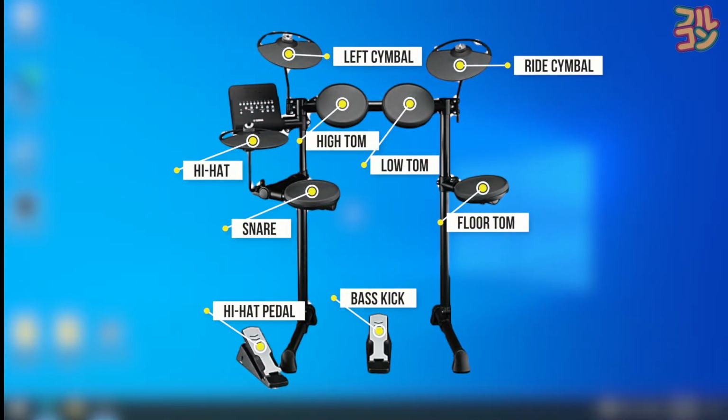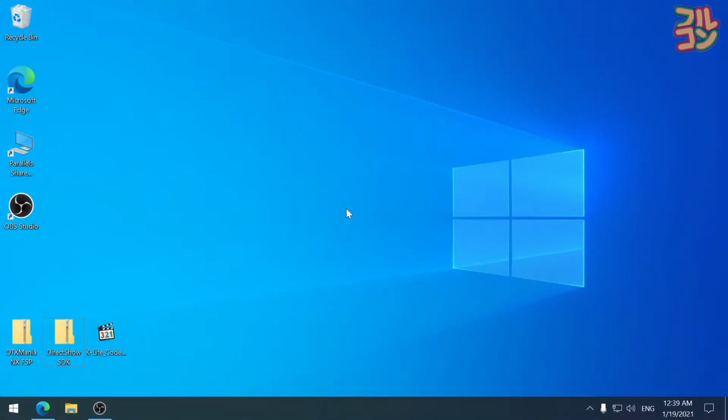Okay, I will assume that you're using a standard eDrum setup which includes a hi-hat, snare, high tom, low tom, floor tom, left cymbal, right cymbal, hi-hat pedal, and bass kick. For this demonstration, I am using a newly installed Windows 10 Pro 64-bit, and I'm using a DT Explorer as my drum module. Let's proceed with the things you need.